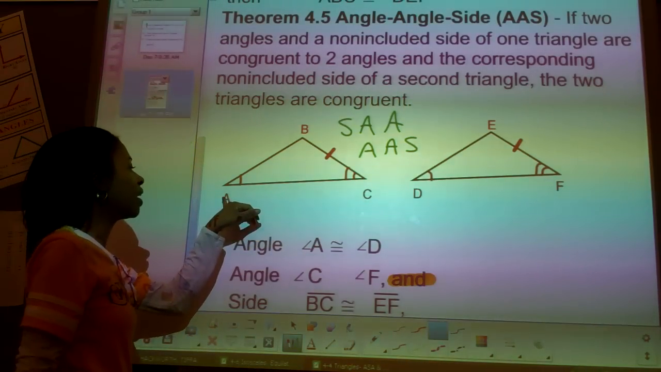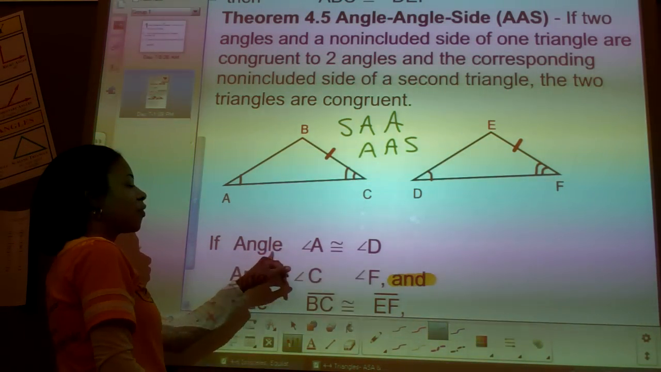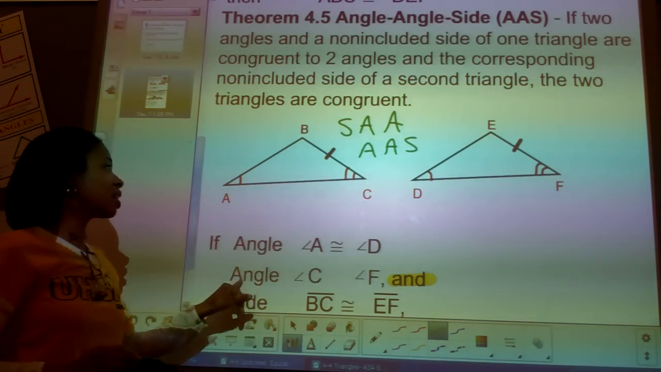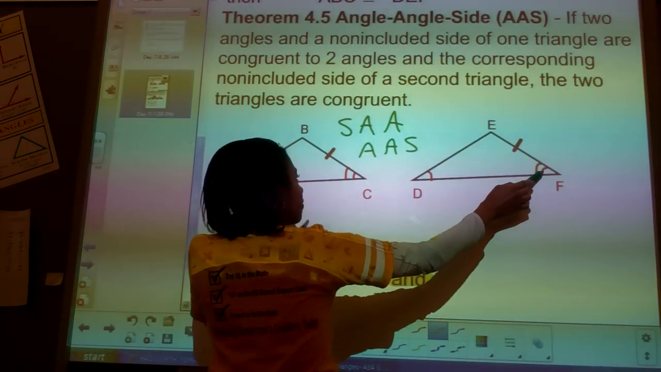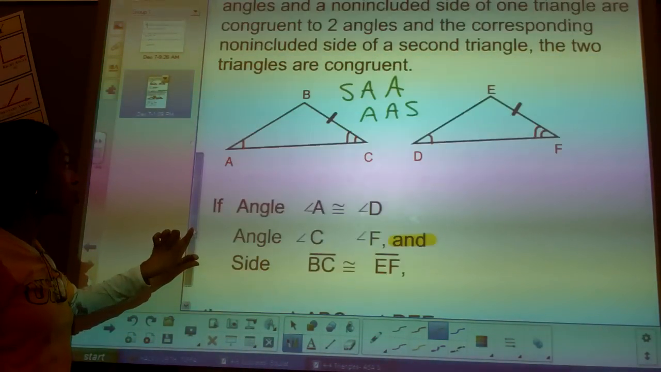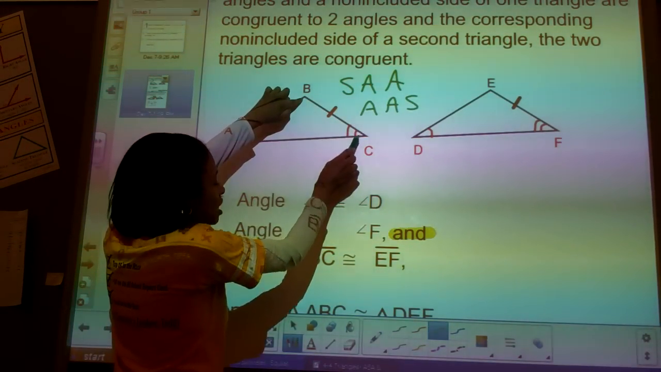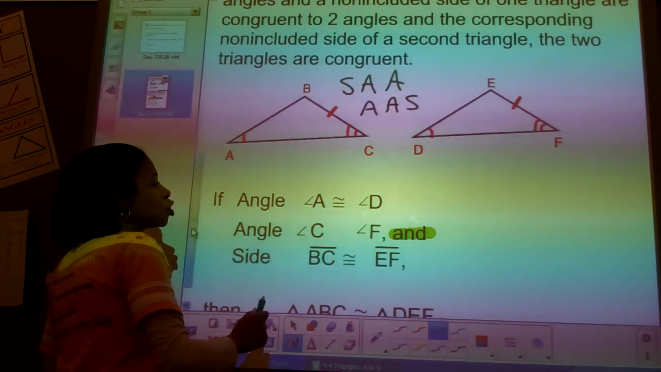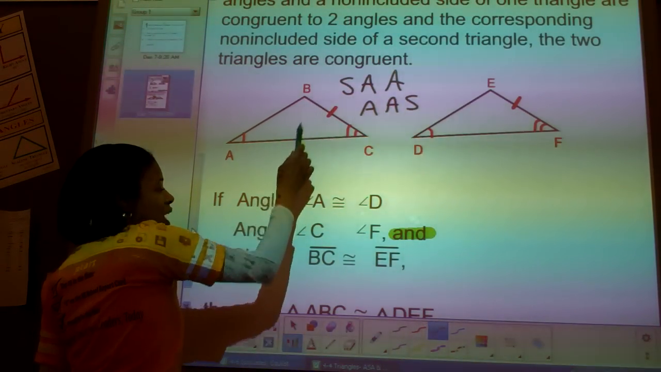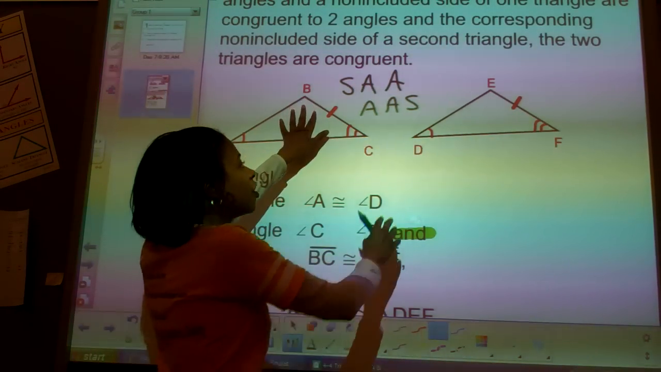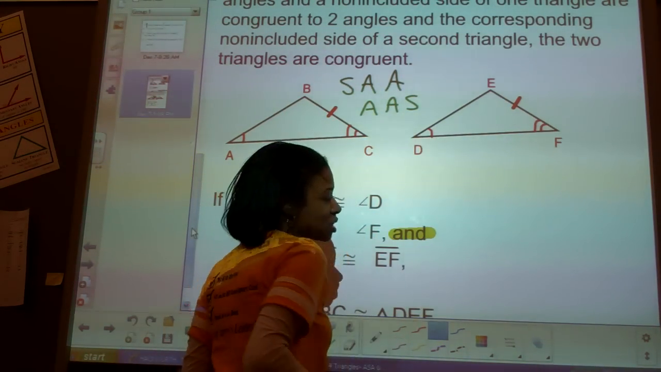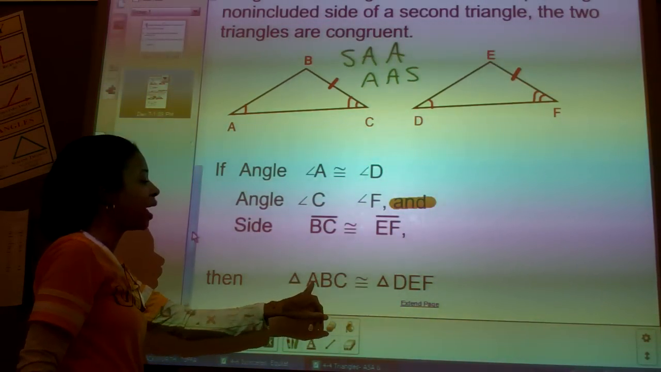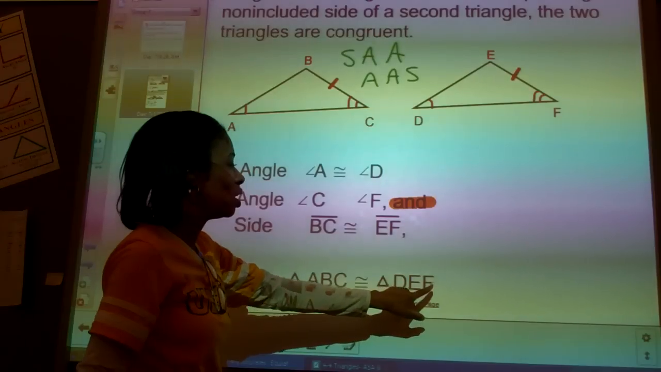All right, so we have angle A is congruent to angle D for the first angle in angle, angle, side. The second angle in angle, angle, side is angle C is congruent to angle F. And then the sides that are congruent here, side BC is congruent to side EF. And if I can prove a triangle is congruent by angle, angle, side, then that means that both of these two triangles are congruent, same size, same shape. And I can write the congruent statement, triangle ABC is congruent to triangle DEF.